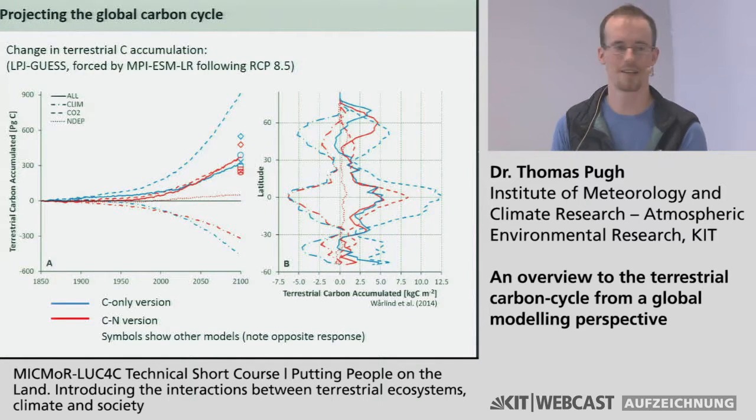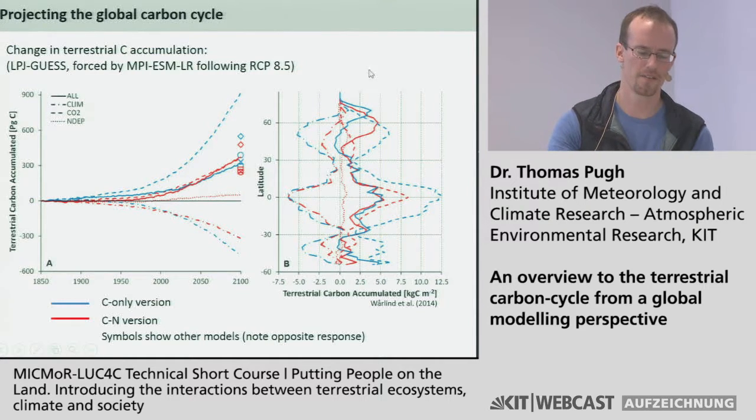All right, so that's my quick run through of some of the key processes. I want to just try and bring that all together and talk a little bit about what the projections of the global carbon cycle actually look like. So as always, I'll start with LPJ-GESS, but I will mention a couple of other models just to be a little bit more even-handed. This plot on the left shows the terrestrial carbon accumulation from 1850 to 2100, following a strong climate change RCP 8.5 scenario from 2006 onwards.